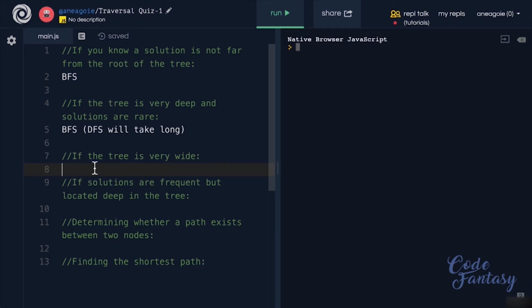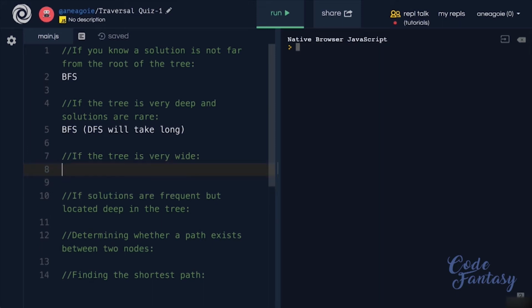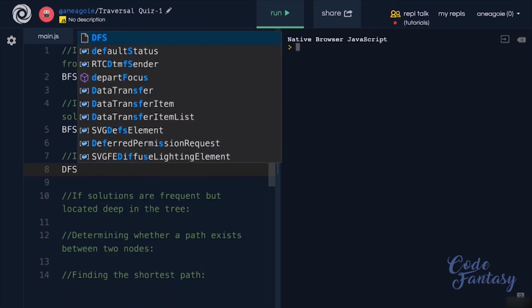What if the tree is very wide? That is, there's a lot of nodes. It's not a binary tree, it just has a ton of nodes underneath each parent. Again, this is a bit of a tougher one, but we want to use depthFirstSearch.